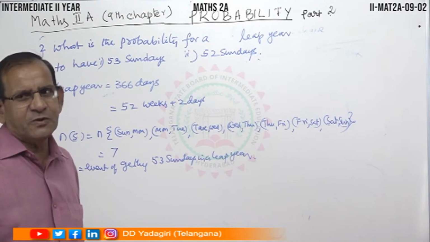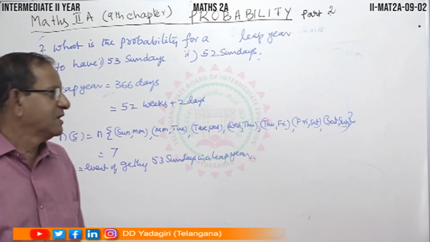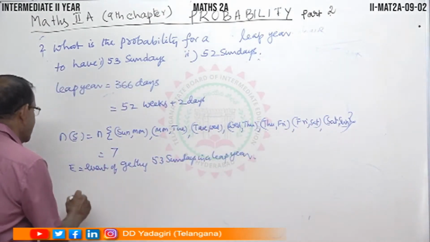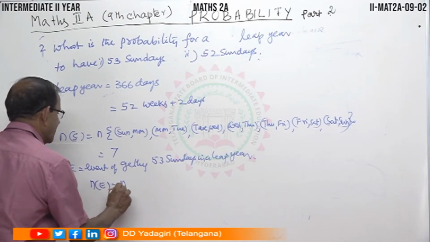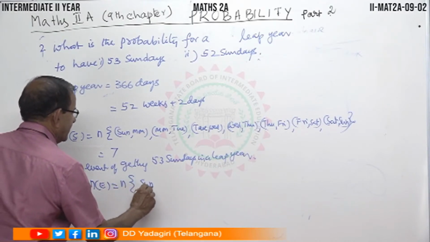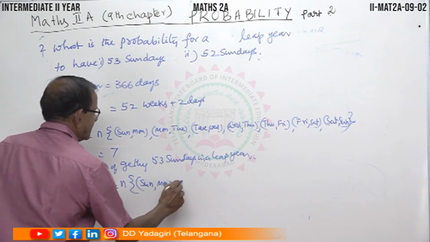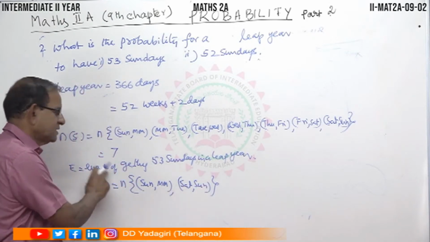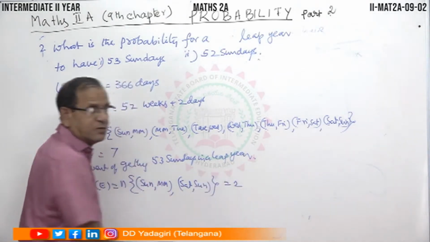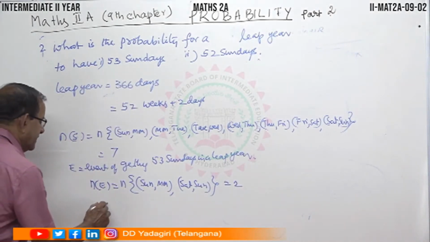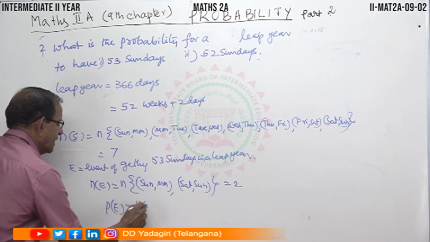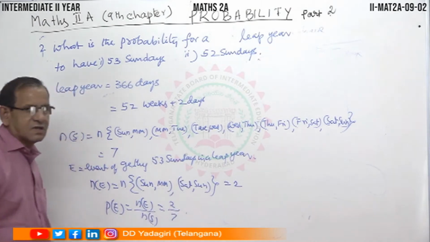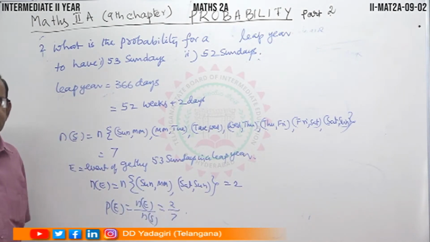How many possible outcomes are there in favor of that? 2 possible outcomes are possible in favor of that. So n of E is equal to n of Sunday, Monday, and Saturday, Sunday. These outcomes are in favor of this required event. So that is equal to 2. Now what is the probability? P of E is equal to n of E by n of S. That is 2 by 7. This is for 53 Sundays.